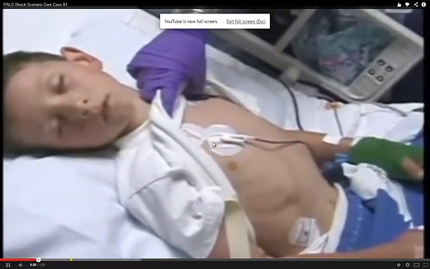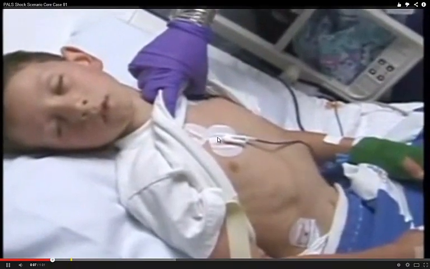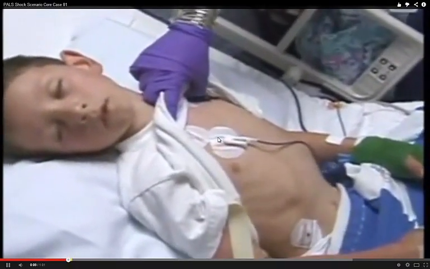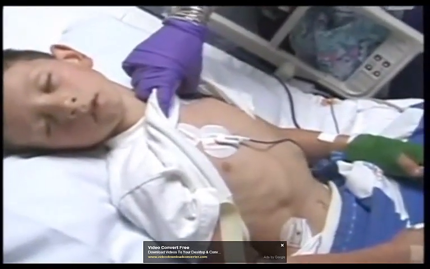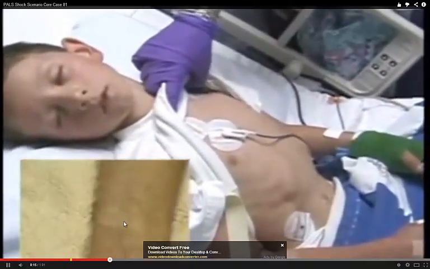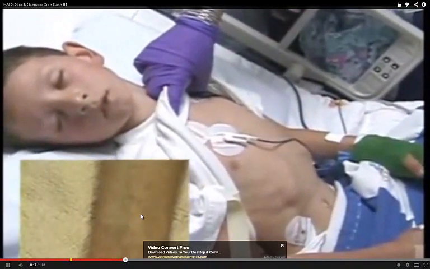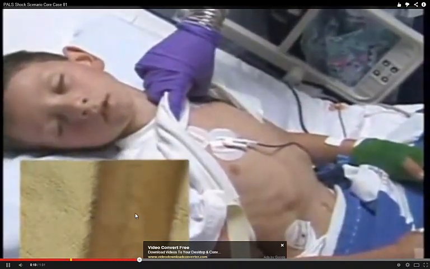Again, this child has an abnormal appearance, abnormal work of breathing, and abnormal circulation. You can see the mottling here. Delayed cap refill.